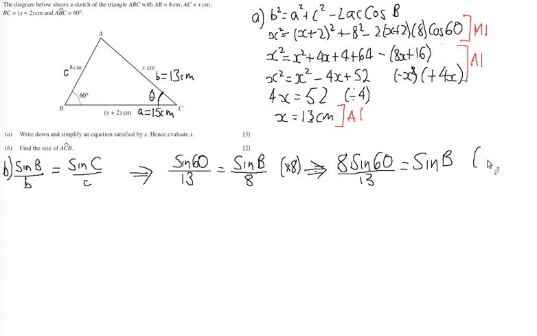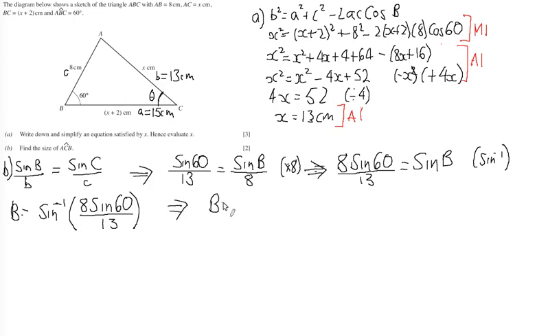And then finally I'm going to take inverse sine of both sides. Notice how I haven't evaluated it, I just want to get an exact value. So I can say at the end C equals sine to the minus 1 of 8 sine 60 all over 13, and I can type this all in my calculator in one go. So when we work this through, C is going to be equal to 32.2 degrees to 1 decimal place.